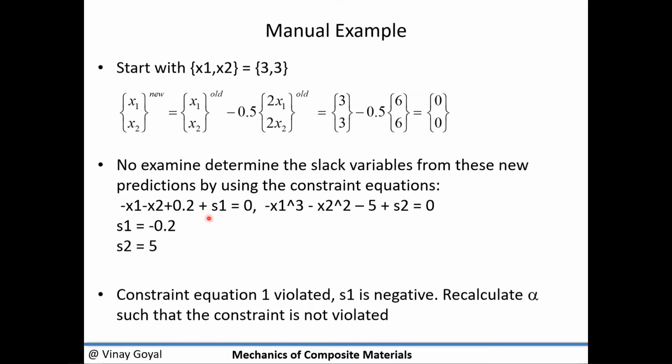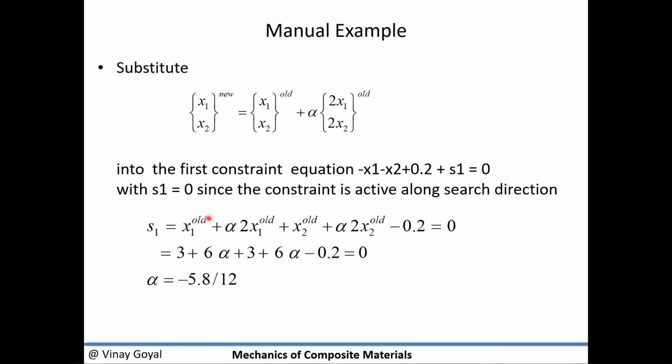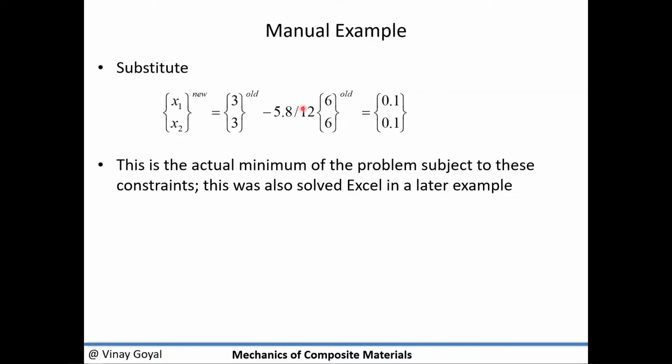But S1 has to be positive, and I violated it with my first guess. So I have to recalculate alpha so that doesn't happen. With that new alpha, I can plug it in here. The old guess was 3 and 3. So now updating the value of x, I get 0.1 and 0.1. This actually happens to be a solution to the problem.